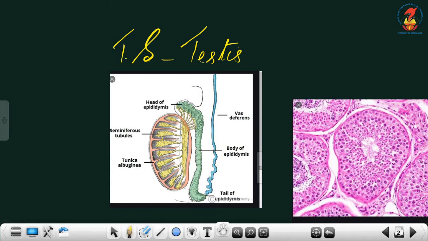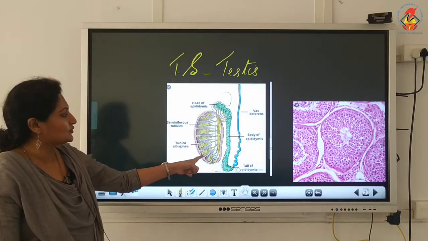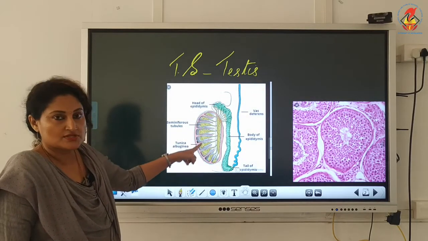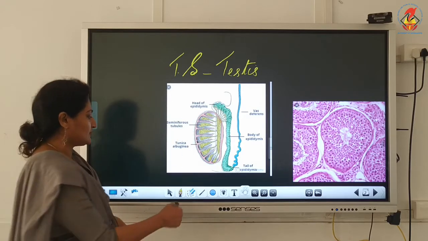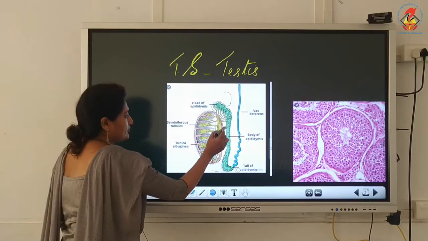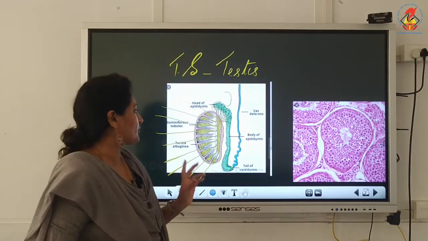Now, as we know, the testis is a pair of testes. Each testis is divided, radiating, into a number of lobules. How many lobules? 250 lobules. These lobules are called seminiferous lobules.